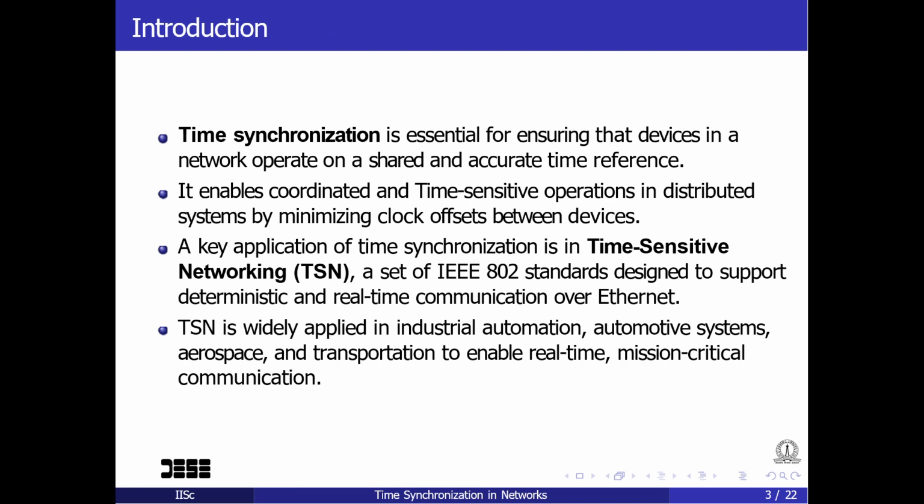So coming to the introduction, time synchronization means in a network we have different nodes and all nodes have their own clock. So time synchronization means we need to align all the clocks in the same fashion. If there is any difference in the initial offset, we need to align them at the same point, and even if the speeds are different in terms of frequency, we need to align them. That's what time synchronization means. And this time synchronization has many applications in time sensitive networking in Ethernet. This TSN is widely used in industrial automation, aerospace, transportation, and many other applications.